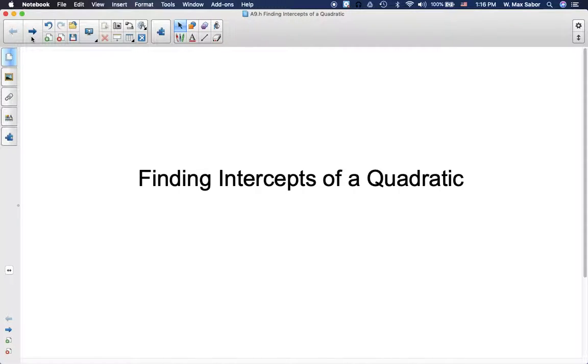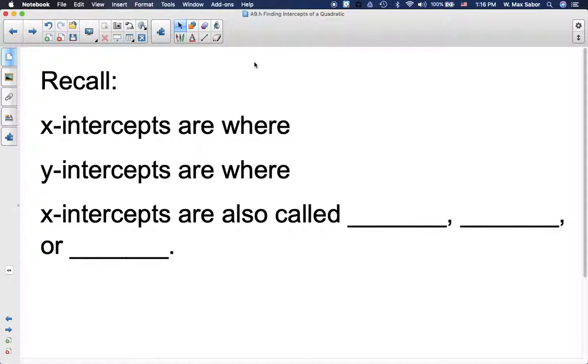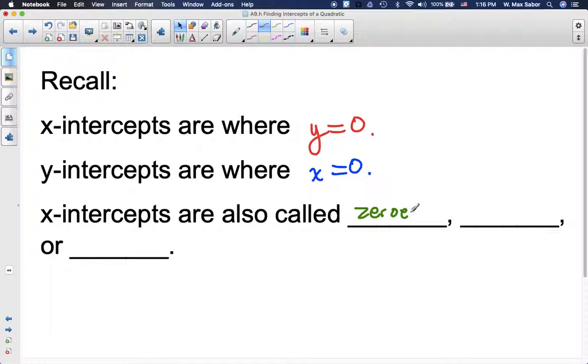Finding the intercepts of a quadratic. So x-intercepts, recall x-intercepts are where y equals 0. Y-intercepts are where x equals 0. And there are three other names for x-intercepts: zeros, solutions, or roots.